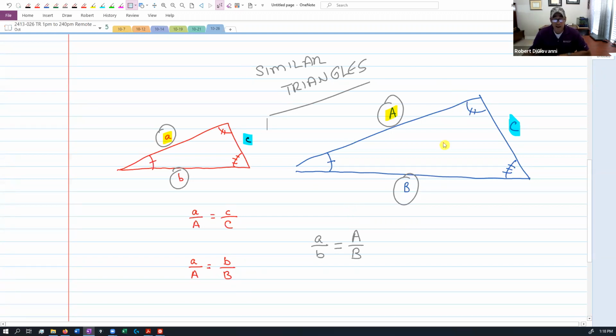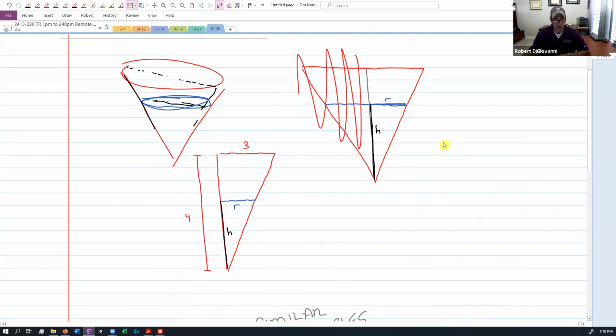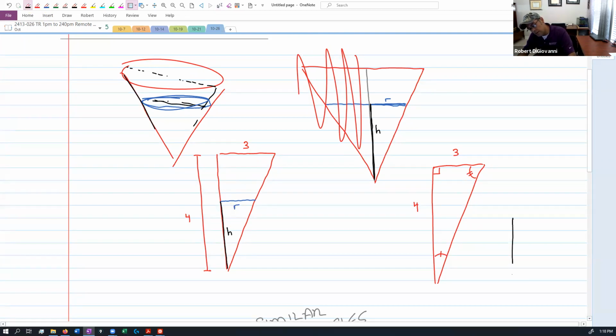So I'm about to use that because what I have here in this picture is a big triangle that looks like this. It's got 3 here and 4 here. I know this is a right angle, 90 degrees. Whatever this angle is, I'll call it that, and whatever this angle is, I'll call it that, right? That's what this big red triangle is. Then I have this smaller triangle inside of it that looks like this.